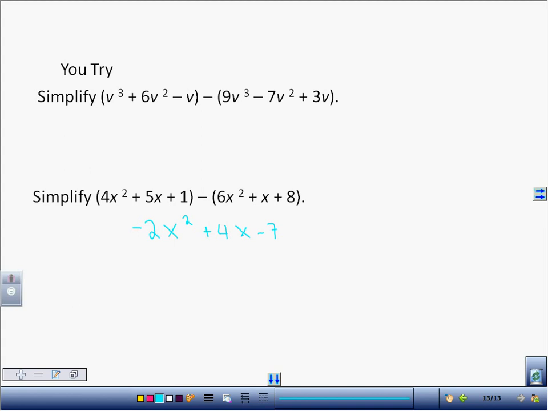So you can line them up and do it that way if it helps you. Or you can just, like I do them in my head, I go, what's 4 minus 6? That makes minus 2. 5 minus 1x makes 4x. And 1 minus 8 makes negative 7. And then we're done. Well, don't you have to make all those negatives, so it would be 4 minus negative 6? No, because it's 4 minus positive 6, right? And it's 5 minus positive 1. And 1 minus positive 8.